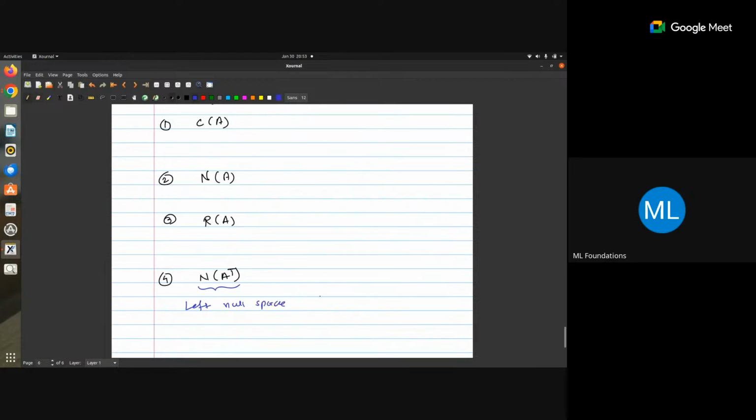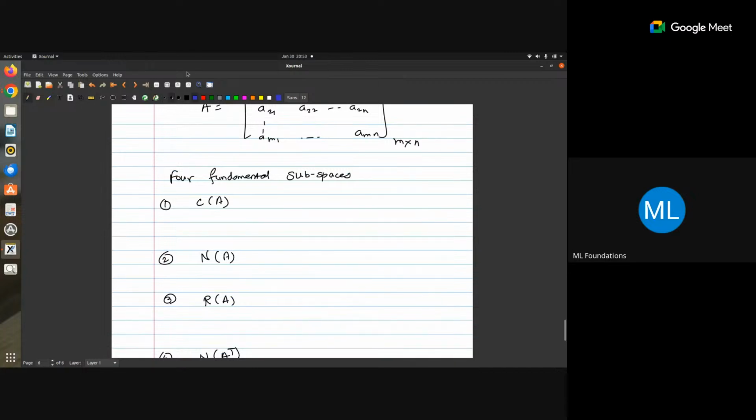What is the column space of A? It is all combinations of the span of the columns of A. I'll write it down: span of columns of A. C of A is the same as the column space of A. And that means all combinations of these vectors.